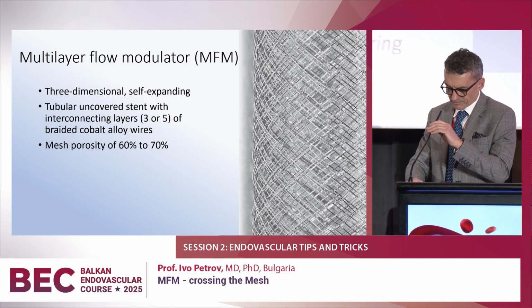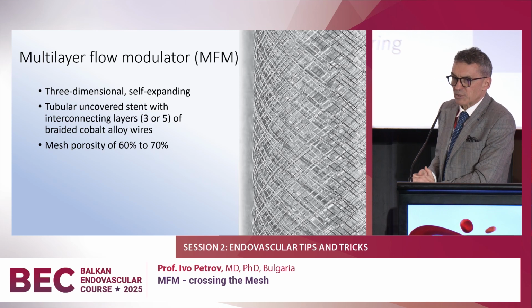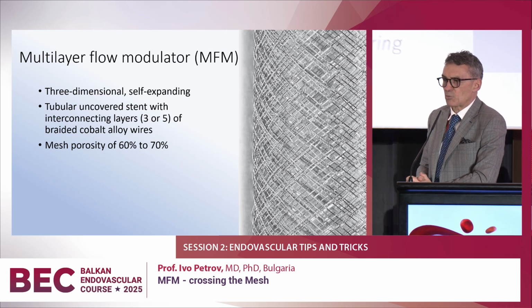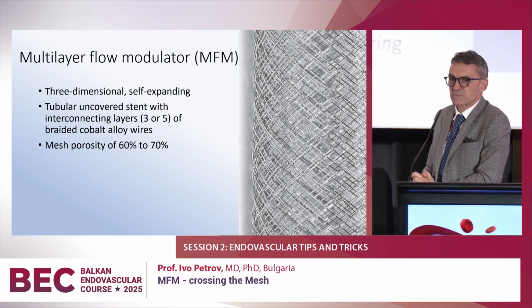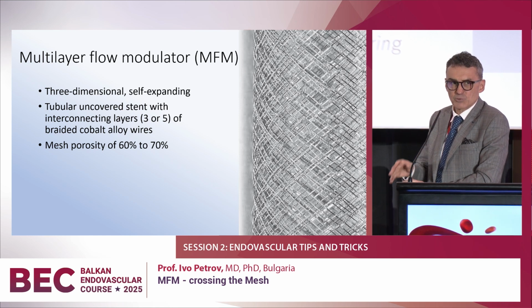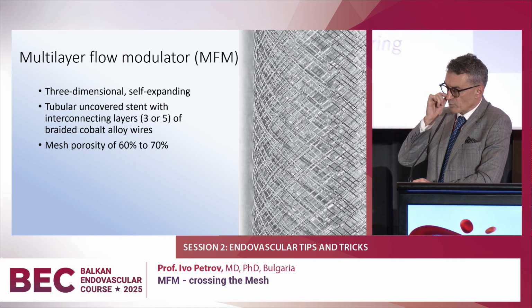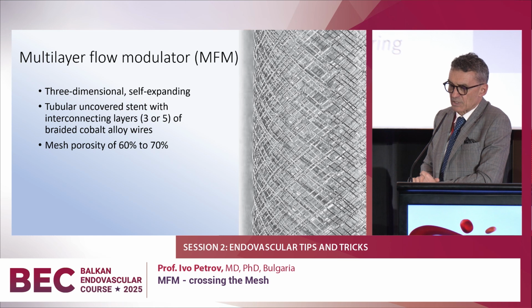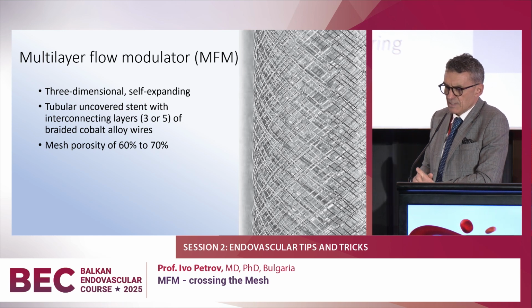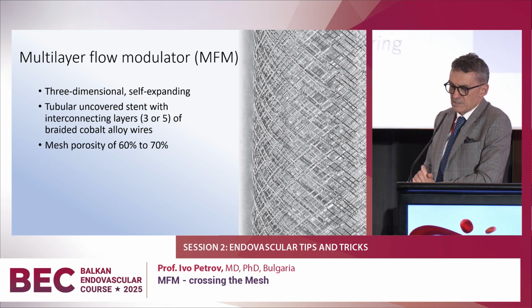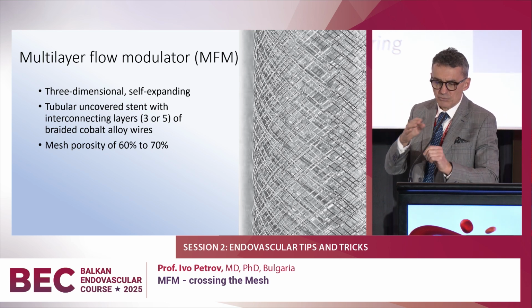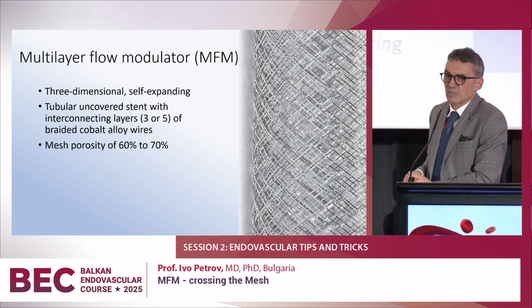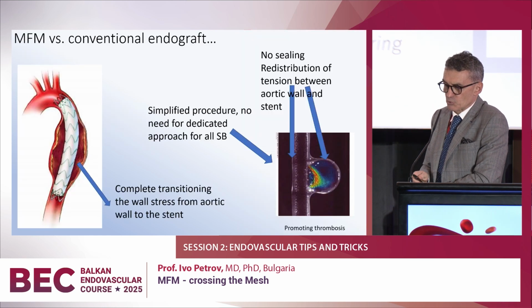You probably know, or probably not, the multi-layer flow modulator, with a big hope for treating patients with aortic aneurysms, and lately patients with aortic dissection. This is a three-dimensional, self-expanding, tubular uncovered stent with interconnecting layers, 3 to 5 layers, of braided cobalt alloy wires, and with mesh porosity of 60 to 70%. This is crucial. The idea of this porosity is to allow side branches perfusion.